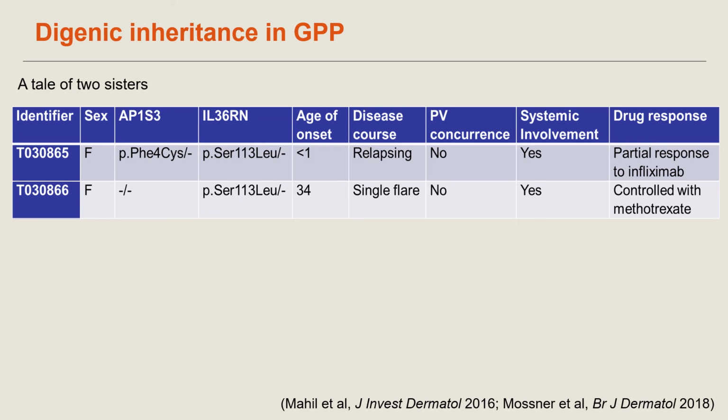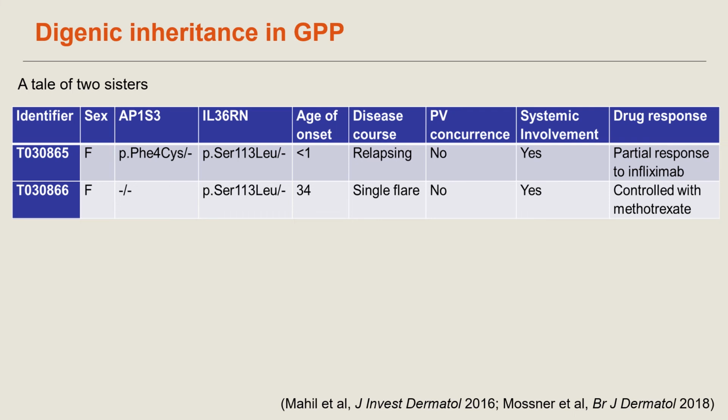And the role of this AP1S3 allele is also exemplified very nicely in this interesting case report, which is about two sisters we came across a few years ago. And one of them, you can see her on the top row, had GPP with very early age of onset. Her disease was relapsing and poorly controlled. The other sister, which you can see on the bottom row, had a single episode of GPP in her 30s and has since been well controlled with methotrexate.